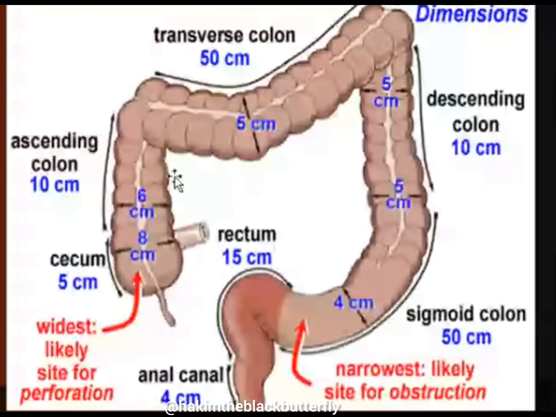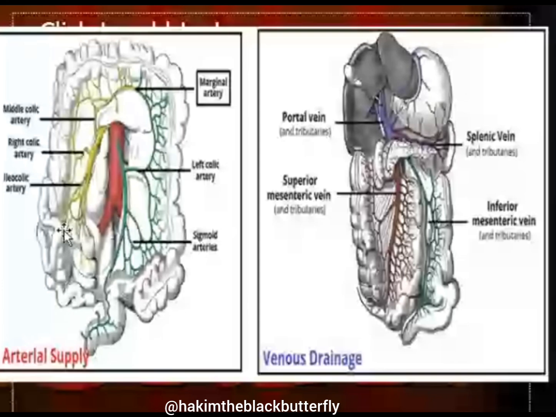And we have looked at its posterior relations: the iliopsoas muscle, quadratus lumborum, ilioinguinal nerve, iliohypogastric nerve. We have looked at the anterior relations: the abdominal wall and the coils of the ileum. And that is its length. So it begins at the region above the ileocecal junction and ends at the right colic flexure, stretching for approximately 10 centimeters in the right lumbar region. That is our ascending colon.